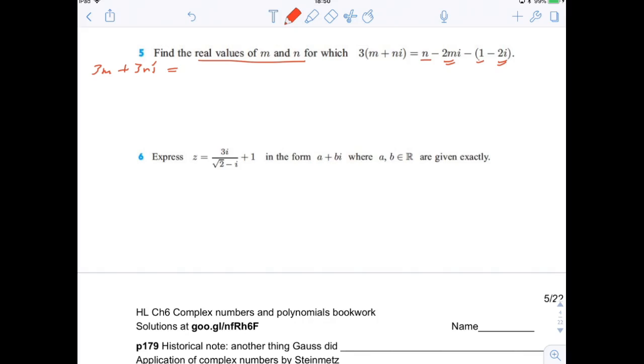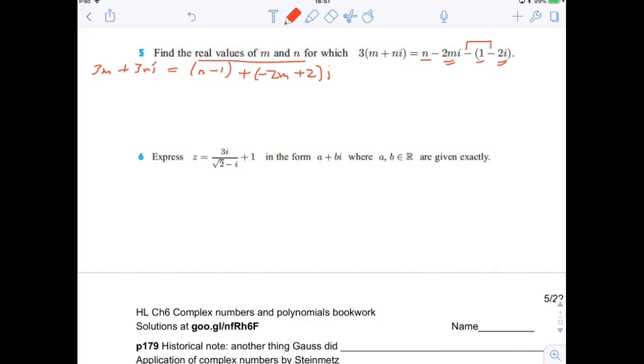So the real part is that, imaginary part is that. So n minus 1, and we can do this because they already said that m and n are real. So when we see n by itself, we know it's real. So n minus 1 is the real part. The imaginary part is negative 2m, and then negative times negative is positive, so positive 2i.